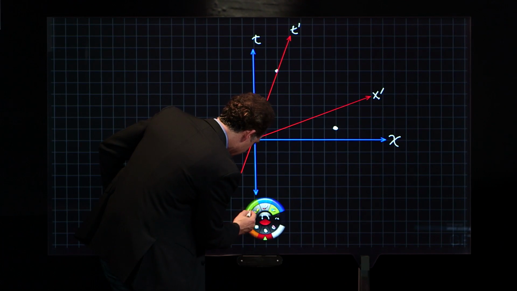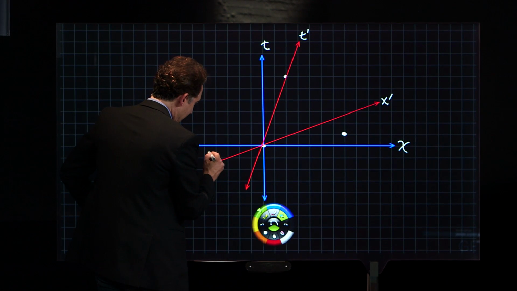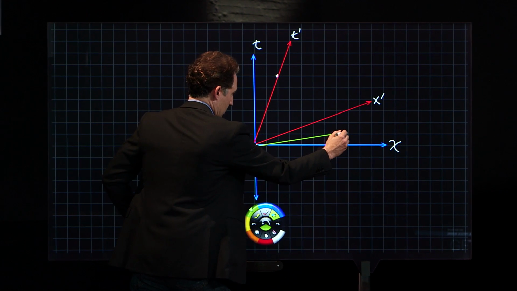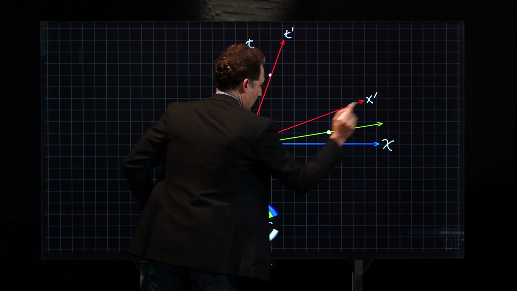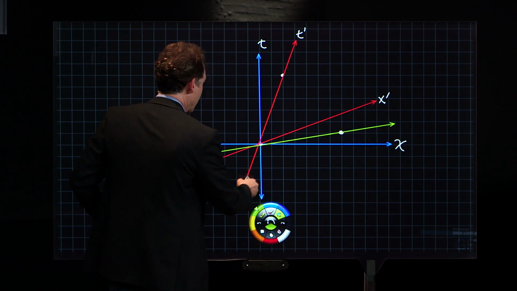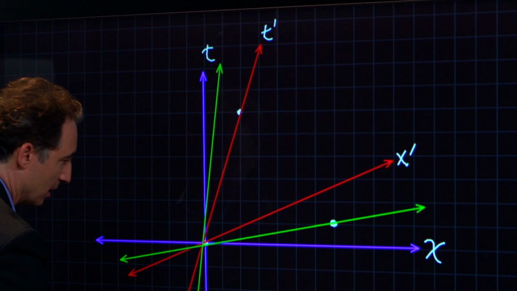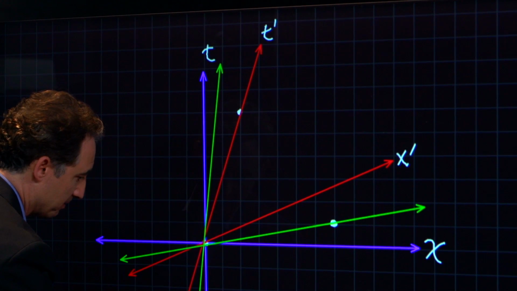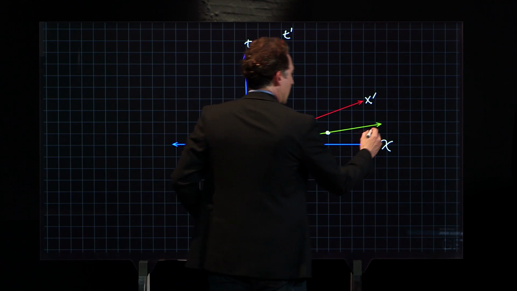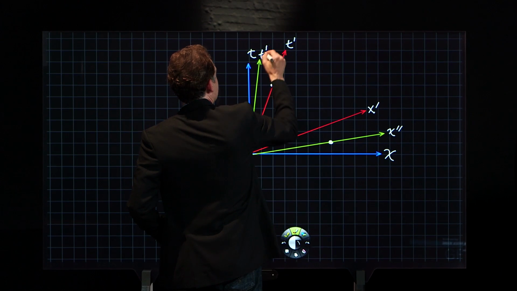So let's choose another color so we can keep this straight. So I'm going to choose my new x double prime axis. Let me see if I can get this to go through. Hey, that's not too bad. So that will be my x double prime axis. What about my t double prime axis? I just choose the same angle over here. So that guy comes down. Yeah, it's not perfect, but pretty close. Let me mark those to keep them clear. So this guy will be x double prime. This guy will be t double prime.